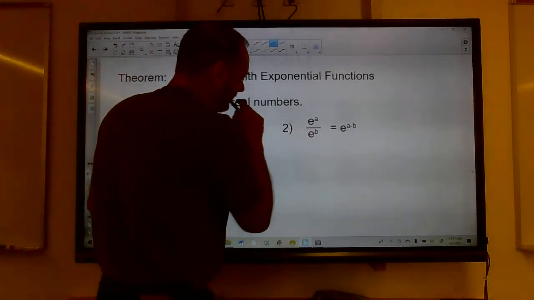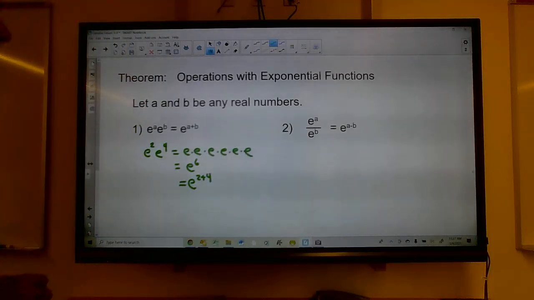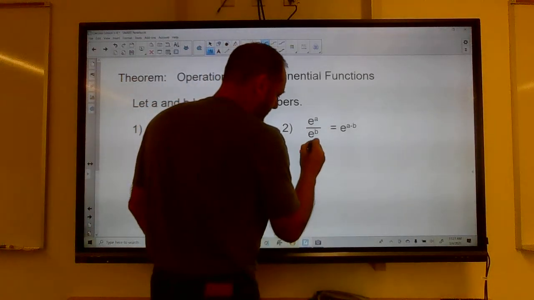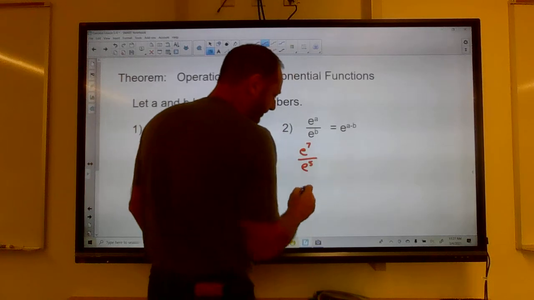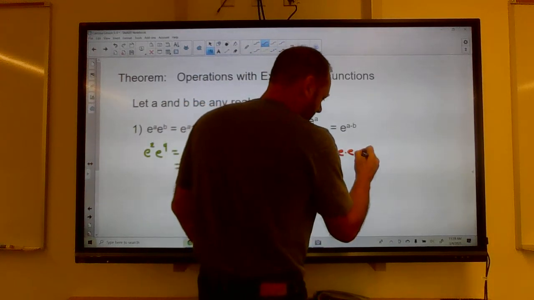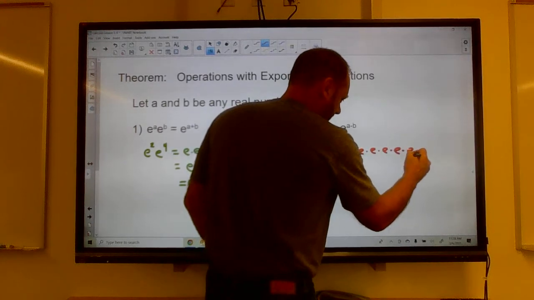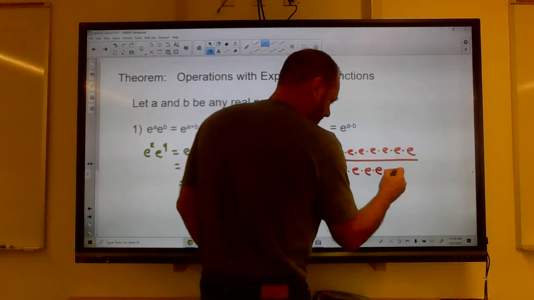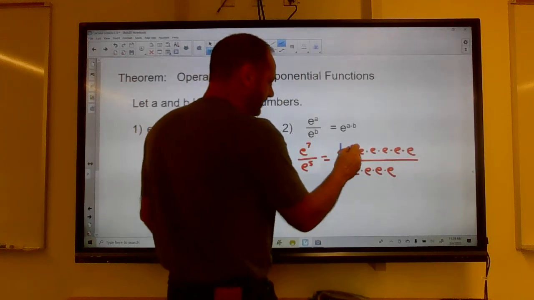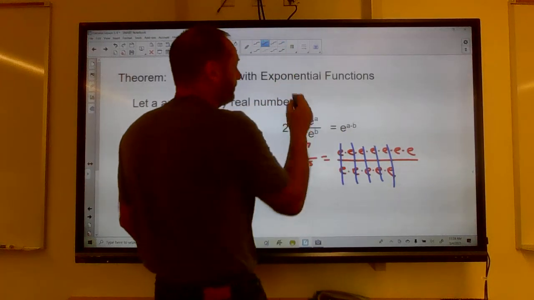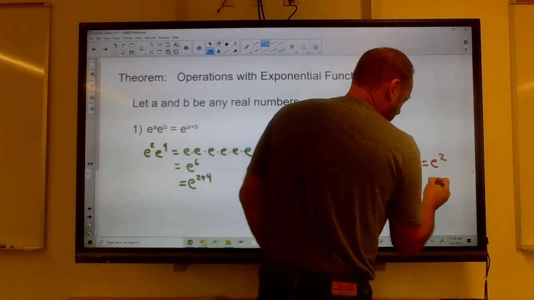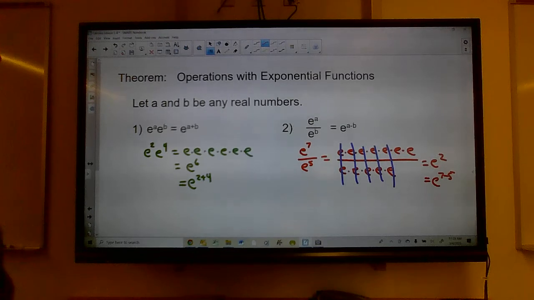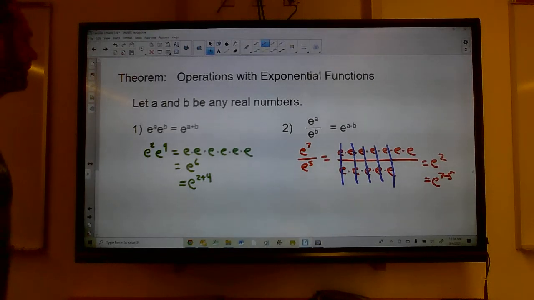Okay, so this one here, e to the a divided by e to the b is e to the a minus b. It's just the opposite of this. So this would be something like e to the 7th over e to the 5th. Well, remember that's e times e times e times e times e times e times e, 7 e's, over 5 e's. And then we just have a bunch of cancellations, which leaves 2 e's on top, which is e squared, which is e to the 7 minus 5 power. Okay, so you see how that works. So pretty easy stuff so far.